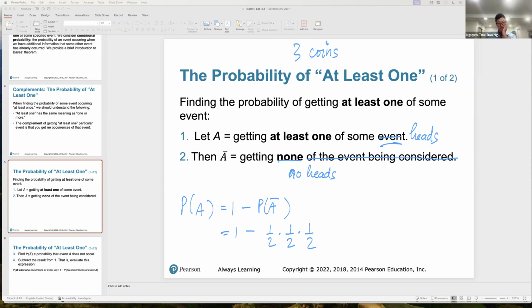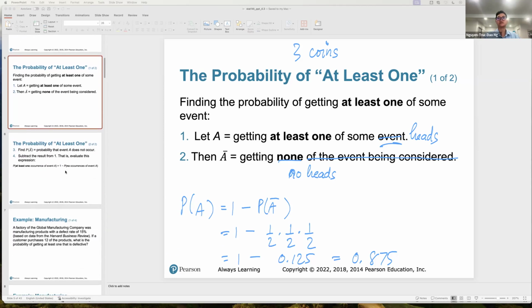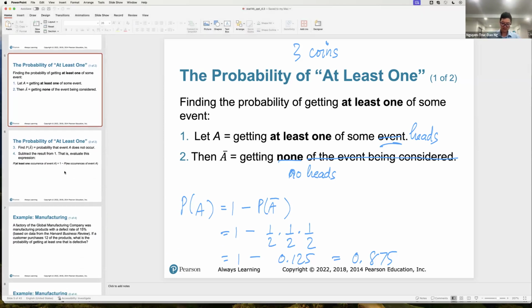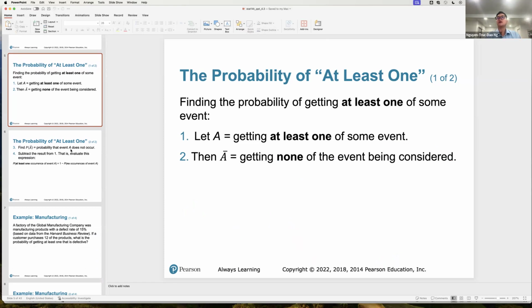And it's going to be 0.125, right? 1 minus 0.125 gives you 0.875. So this is the probability of getting at least one heads when you are tossing 3 coins. So are we good with the probability of at least one? Good, right? Okay, no questions. Let me erase this one and then we can move to the next one.